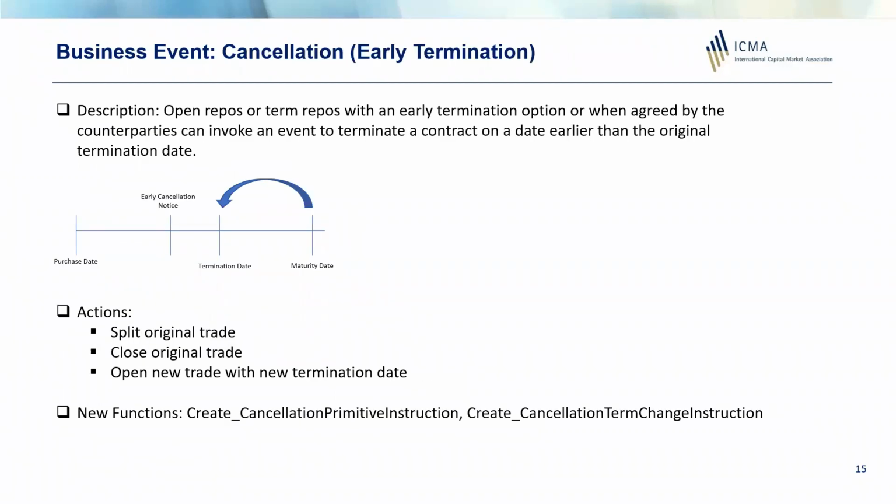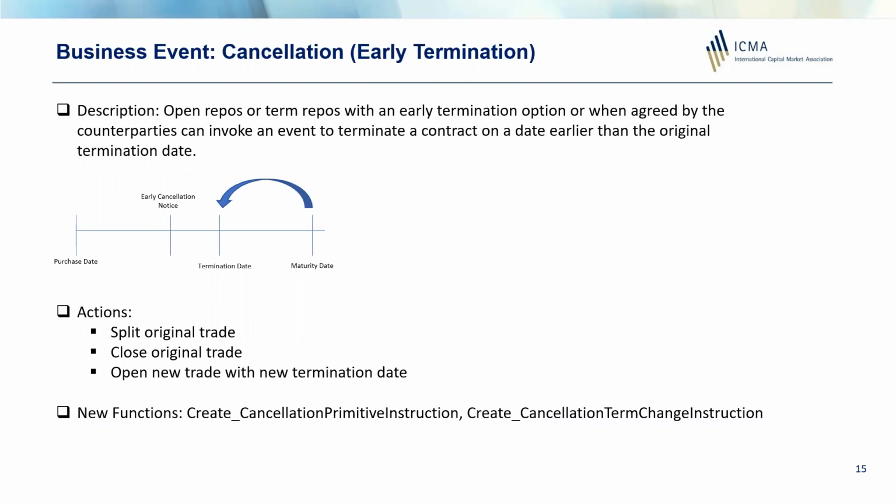And finally, an early termination. Open repos or term repos with an early termination option, or when agreed to by the counterparties, can invoke an event to terminate a contract on a date earlier than the original termination date.